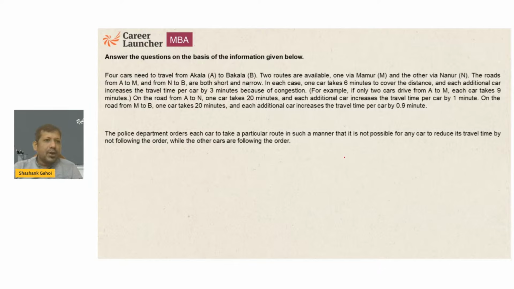So I am going to make the arrangement. I have A, I have B, I have M, I have N. The police department orders each car to take a particular route in such a manner that it is not possible for any car to reduce travel time by not following the order. So my job is to minimize that time.